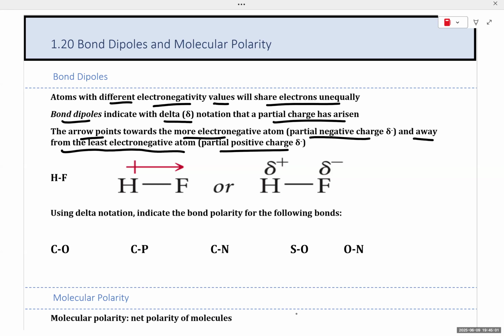So for HF, hydrofluoric acid, the hydrogen-fluorine bond, fluorine is miles more electronegative, and as such, we're going to build up a partial negative charge, build up electron density around fluorine, while hydrogen will build up a partial positive charge. So the HF bond is polarized, and the bond dipole points towards the more electronegative fluorine atom.